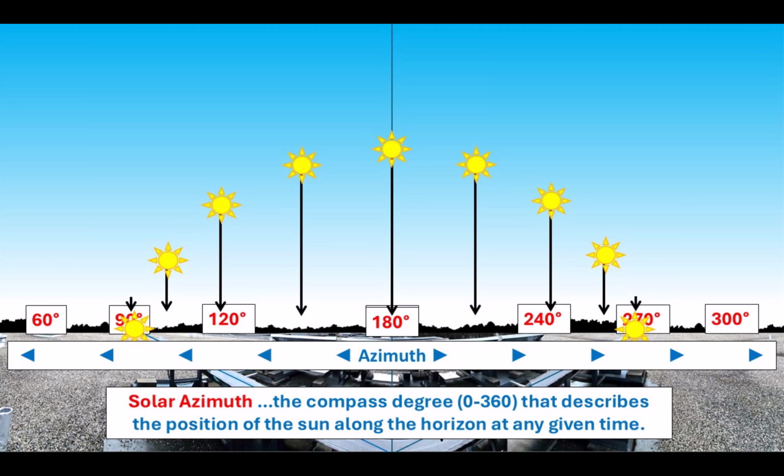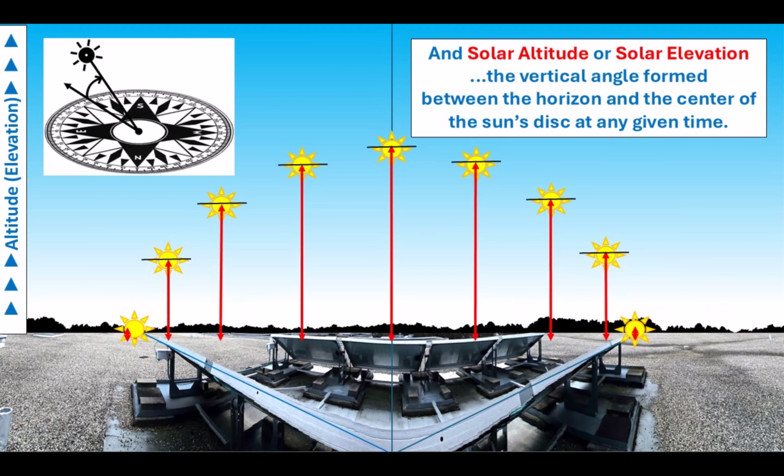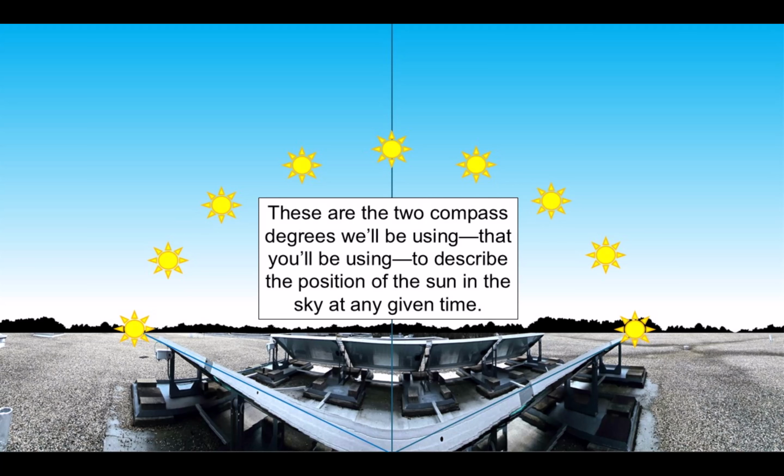Solar azimuth, the compass degree 0 to 360 that describes the position of the sun along the horizon at any given time, and solar altitude or solar elevation, the vertical angle formed between the horizon and the center of the sun's disk at any given time. These are the two compass degrees you'll be using to describe the position of the sun in the sky at any given time.